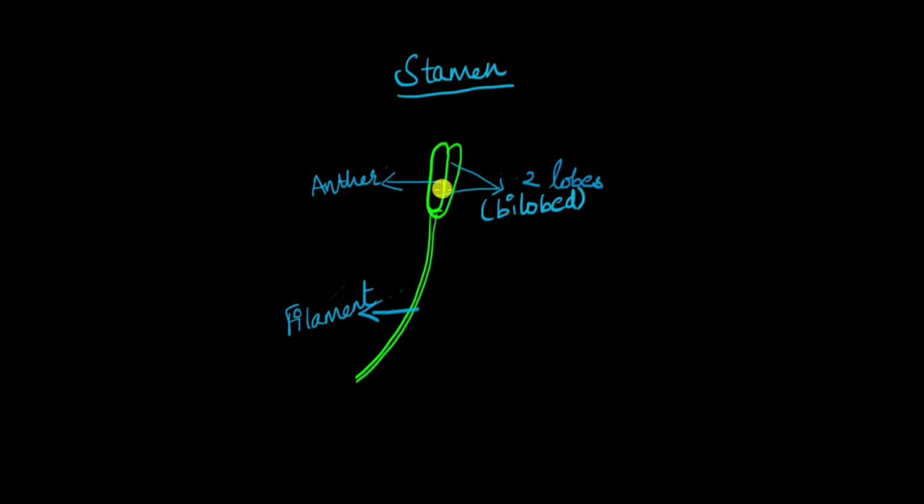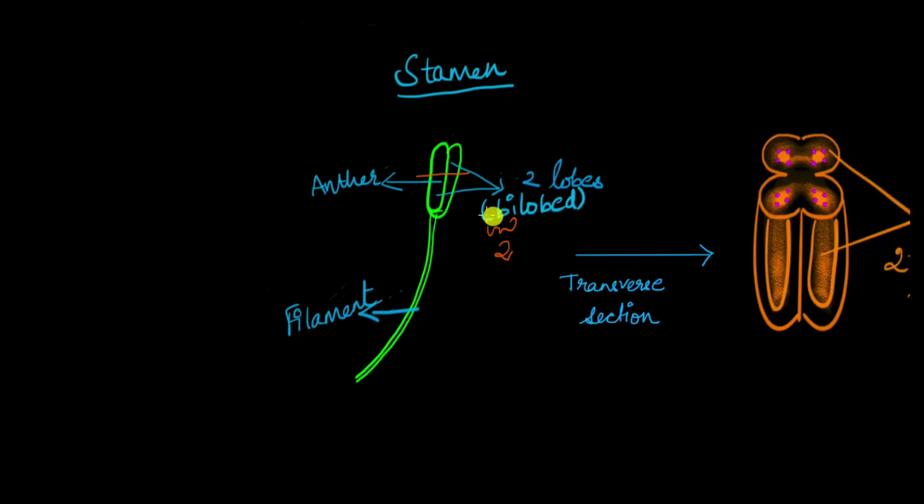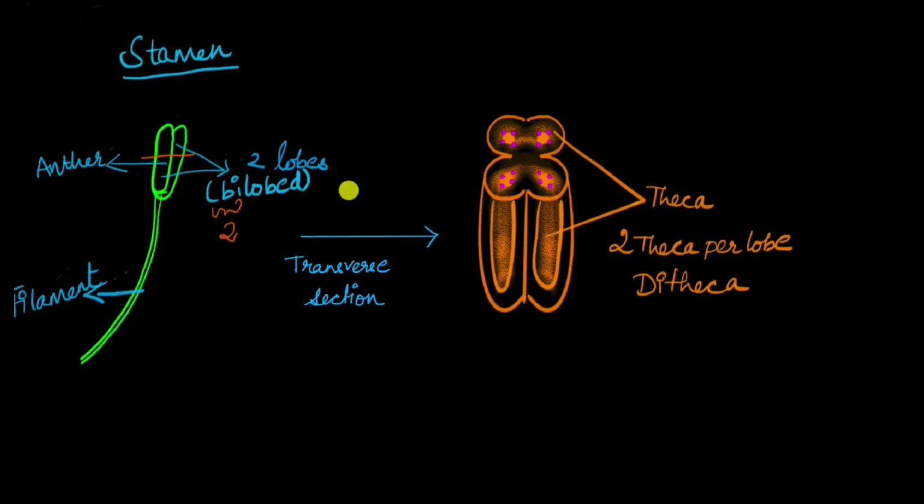And many anthers of many angiosperms are called bilobed because they are made up of two lobes. One lobe here and another lobe here, because bi means two. Now if we were to cut this anther right here in the middle, make a horizontal cut like this, we would get the transverse section of an anther. And let's take a closer look at the transverse section of an anther to understand microsporogenesis.